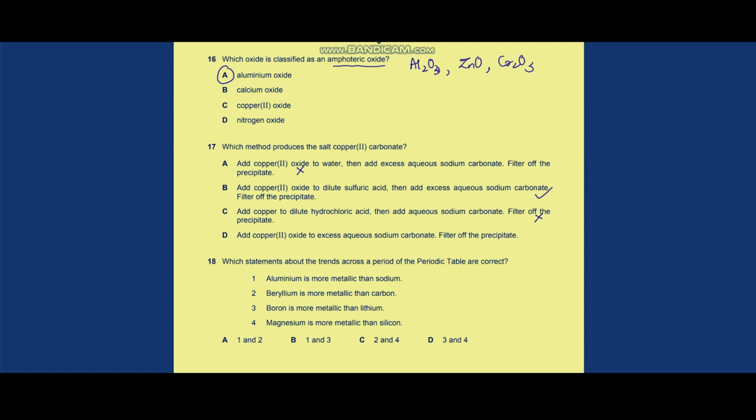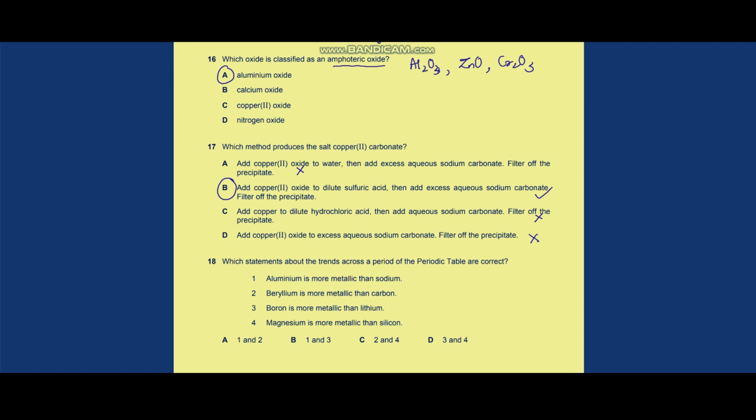Add copper oxide to excess sodium carbonate and filter off the precipitate. Not at all possible as both are stable. So B is my correct option. When we add copper oxide into sulfuric acid, it gets dissolved, and when we add sodium carbonate, sodium will displace copper from copper sulfate, being more reactive, and result in the formation of sodium sulfate and copper carbonate. B is the correct option.